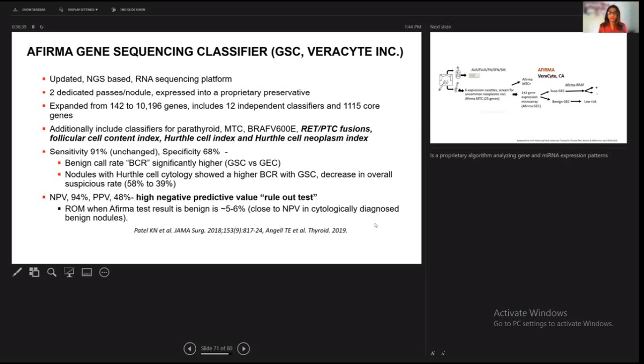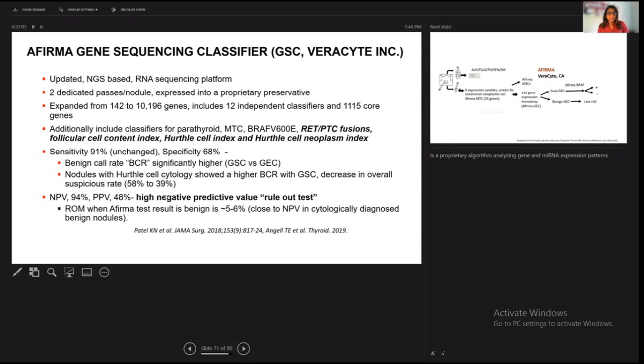And I just want to put it out there. I'm not advocating any particular molecular test here. I'm just stating what are the pros and cons, and it is up to each institution to identify the molecular test that best suits them. All right, the sensitivity of Afirma has been unchanged since the testing began. It's been 91%, but what's happened is specificity has gone slightly up. It used to be in the upper 40s. Now it's really gone to 68.